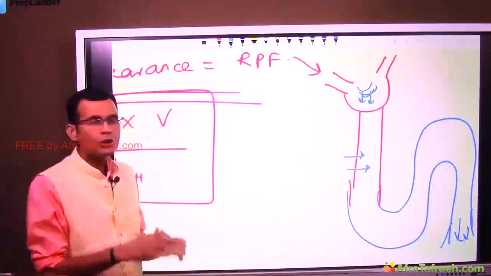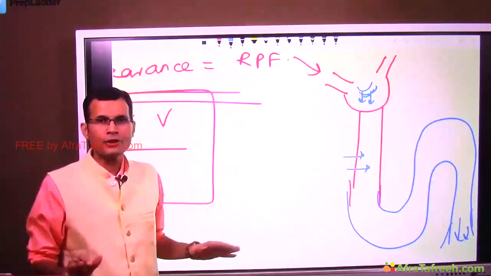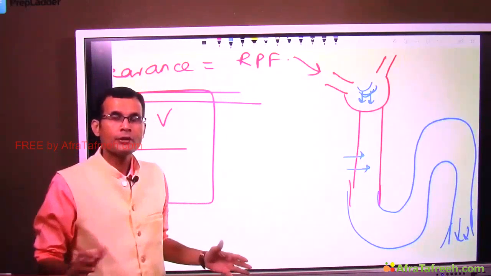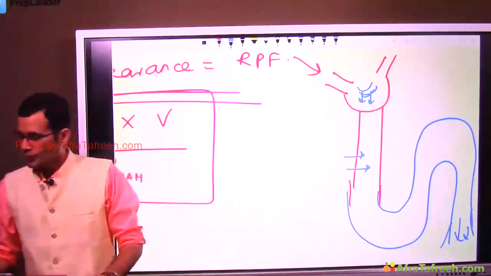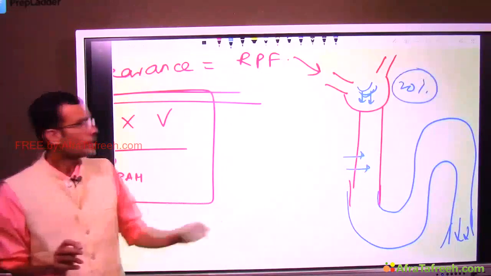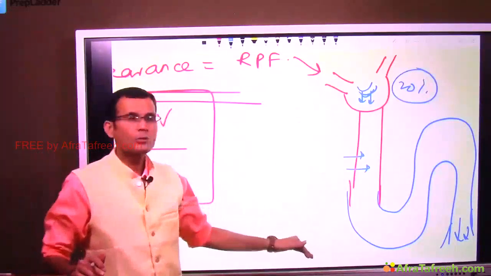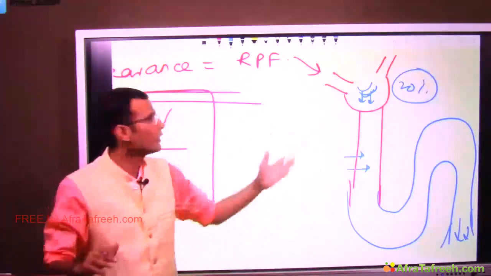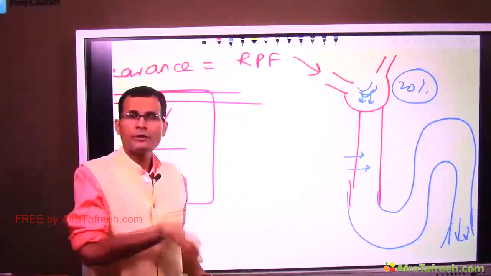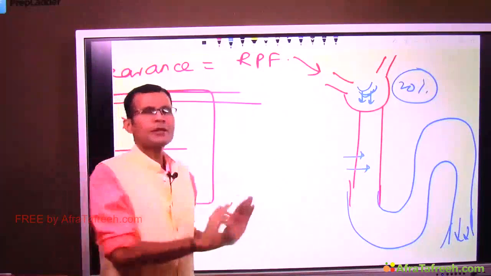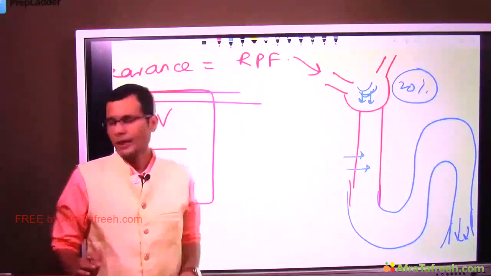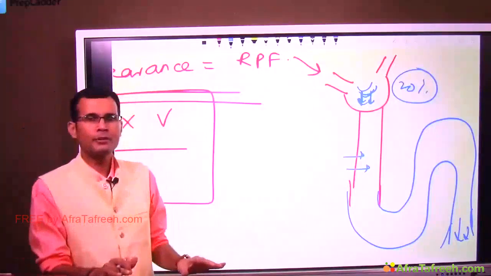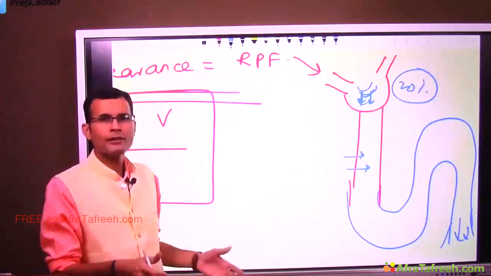But you remember what is the filtration fraction? Come on, what is the filtration fraction? 20%. So a substance that gets filtered at the glomerulus does not get completely filtered. 20% fraction gets filtered at the glomerulus. So even for PAH, that is applicable because filtration fraction is 20%.